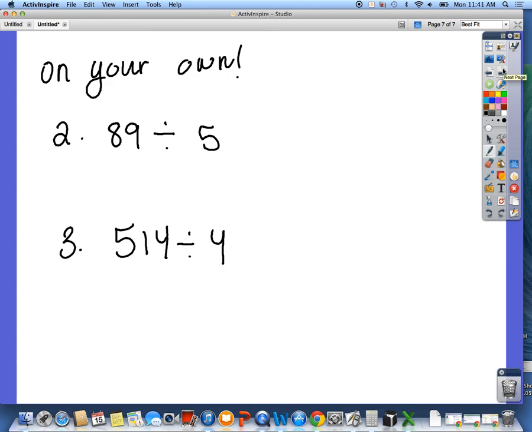All right, practice on your own. On your own, you're going to try 89 divided by 5 for number 2, and for number 3, you're going to do 514 divided by 4. Great work.